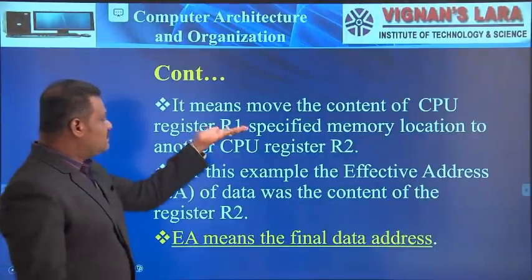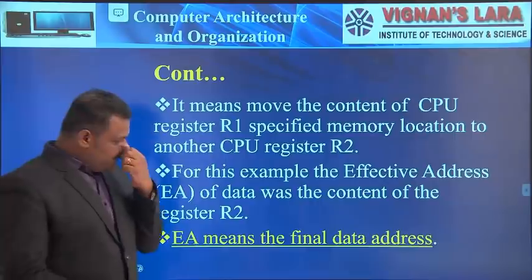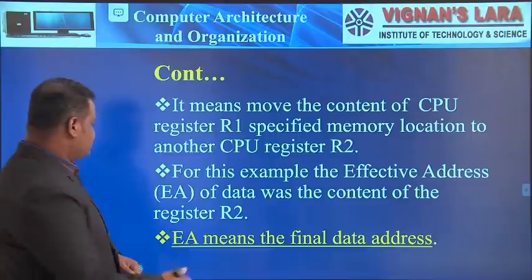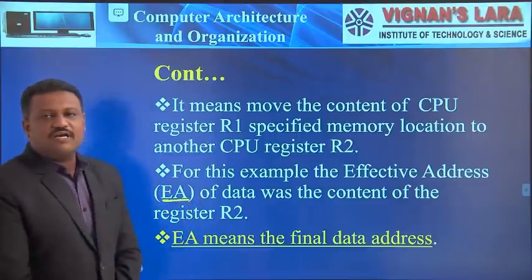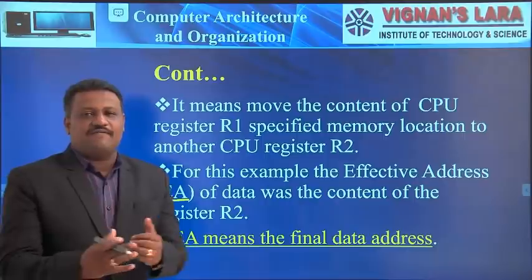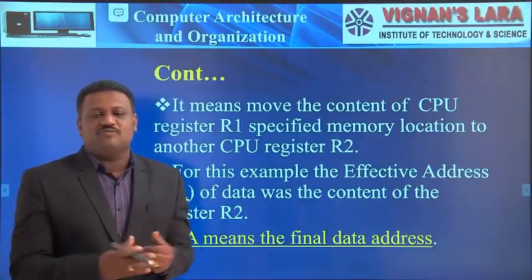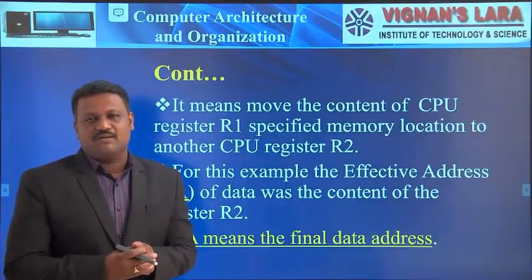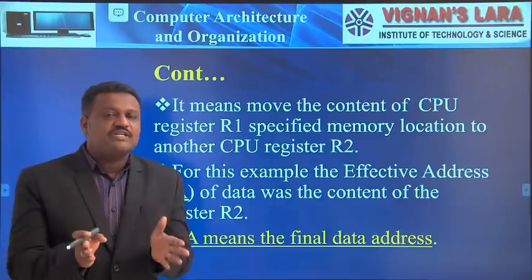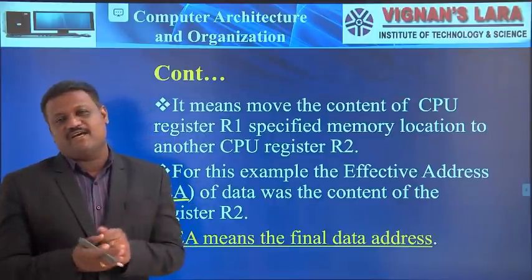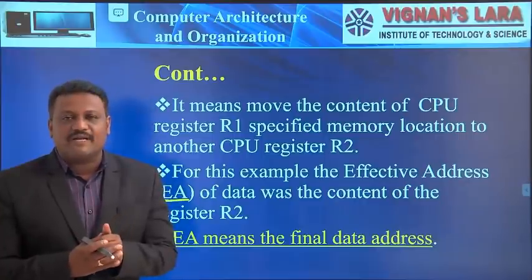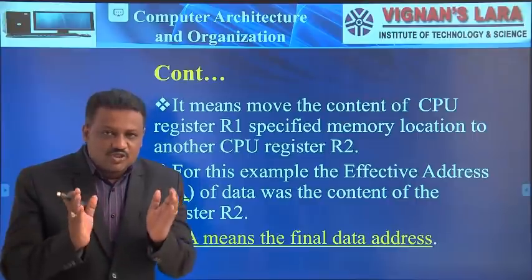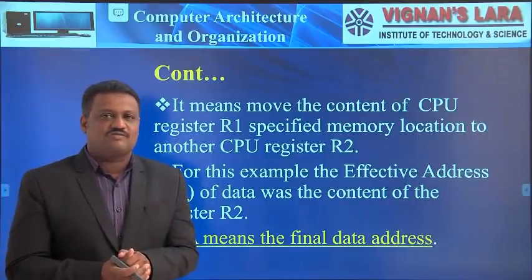Next, the meaning of that one I can mention here. Another important thing is, from this onwards we talk about effective address. Simply, in our textbooks we observe a notation EA. EA means effective address. What is the meaning of that? Effective address means the final address of a data or the final address of an operand.